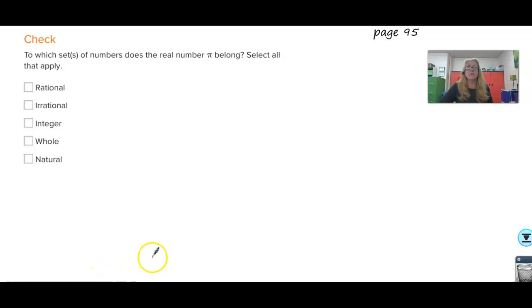To which sets of numbers does the real number pi belong? I remember I told you pi is probably the most famous irrational number on the planet. And because it's irrational, it is none of those other things. All right? It's a real number, but it's not rational. It's not an integer. It's not a whole number, and it's not a natural number. No.